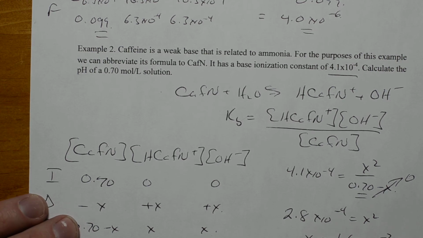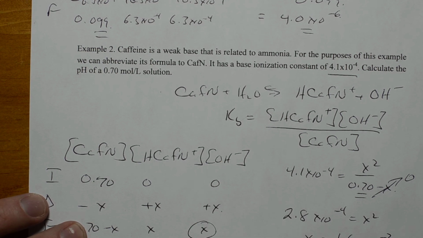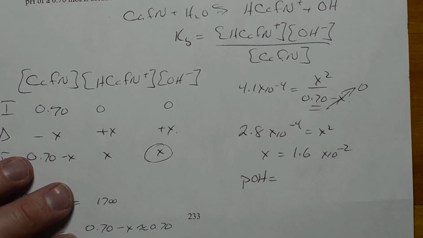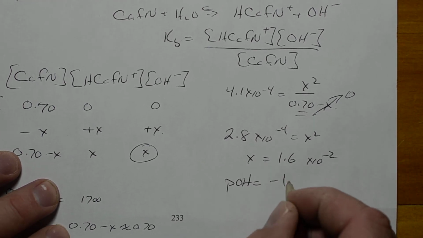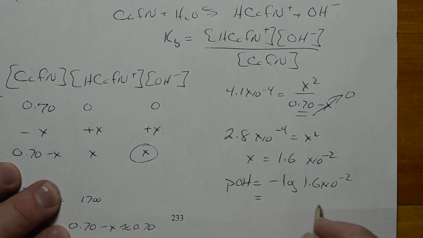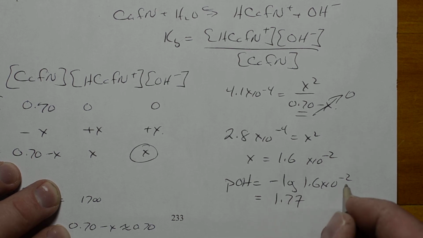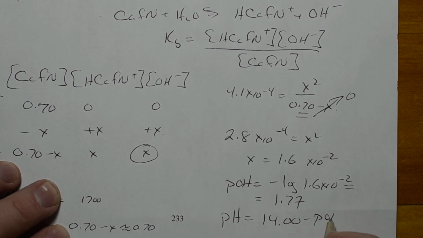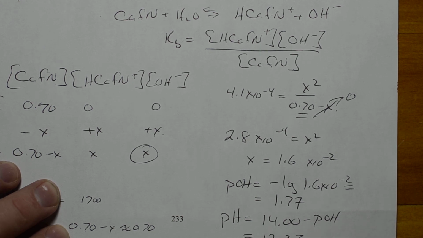However, that's not what we're looking for. We're looking for the pH. It's probably much easier now that we have the OH concentration to find pOH. The pOH is minus the log of 1.6 times 10 to the minus 2, and if I work that out, it's 1.77. Not hard to believe with a times 10 to the minus 2. So my pH will equal 14 minus my pOH, which is 12.23. And there's my value.